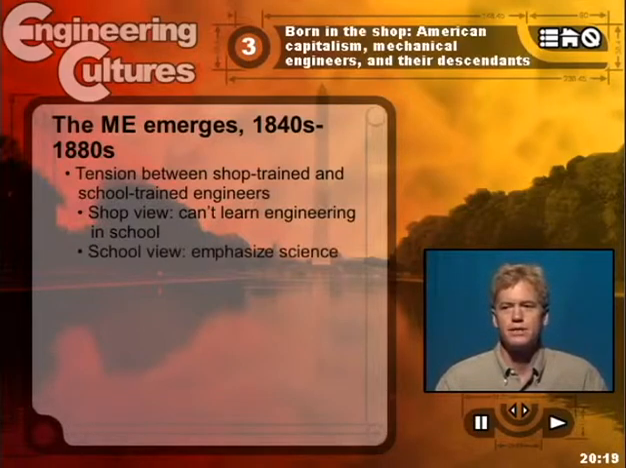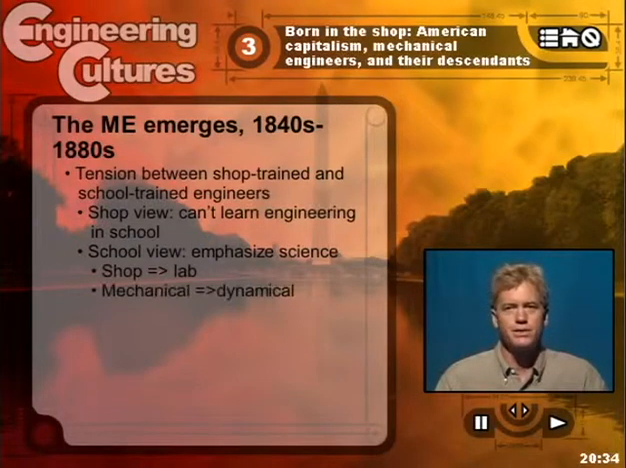Meanwhile, the schools latched onto science as their vehicle for prestige and influence. And hence the students' experiences in shops was eventually replaced by student experiences in labs. Mechanical engineering was sometimes renamed dynamical engineering to call attention to the theory of dynamics underlying it. So what we end up with in mechanical engineering in the late 19th century is a combination of shop-trained engineers and school-trained engineers competing with one another.